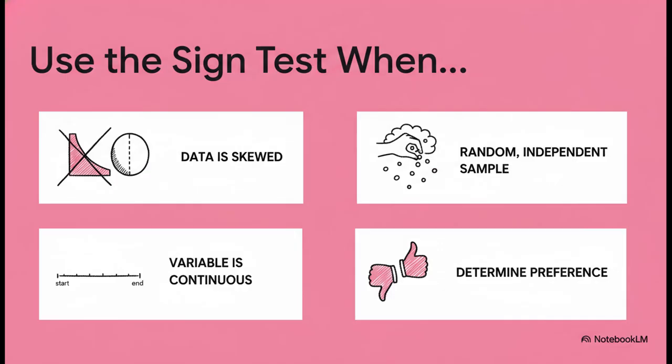This test is your best friend when you're dealing with messy, real-world data. You know, the kind that's skewed one way or the other, not that perfect bell curve you see in textbooks. As long as you've got a random sample and the measurements don't influence each other, you're good to go. It's absolutely brilliant for things like figuring out if customers prefer product A over B, or, like we're about to see, putting a manager's claim under the microscope.